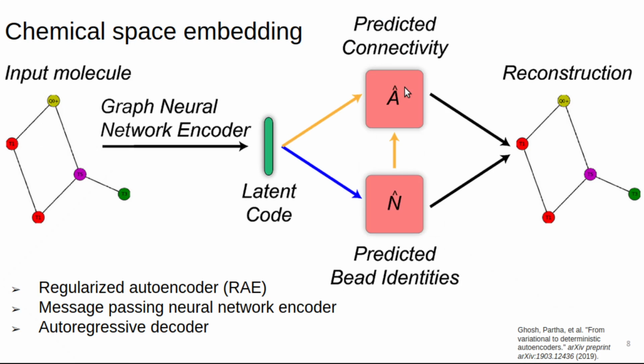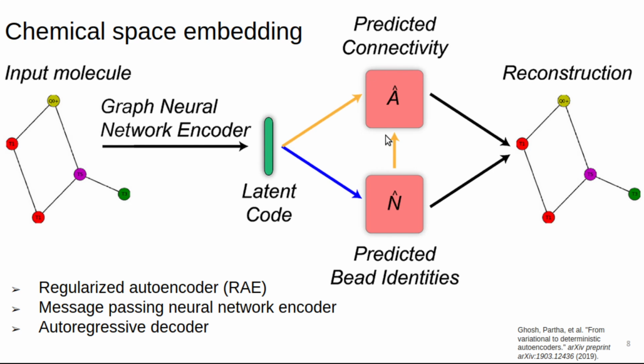We take these representations and feed them into a regularized autoencoder, which is a deterministic adaptation of variational autoencoders still capable of latent space interpolation and generative modeling. The input graph objects are processed using a graph neural network, which uses message passing to produce a latent code. That latent code is used to predict the reconstructed bead identities. And then together, those reconstructed bead identities and the latent code predict the connectivity of the reconstructed molecules.